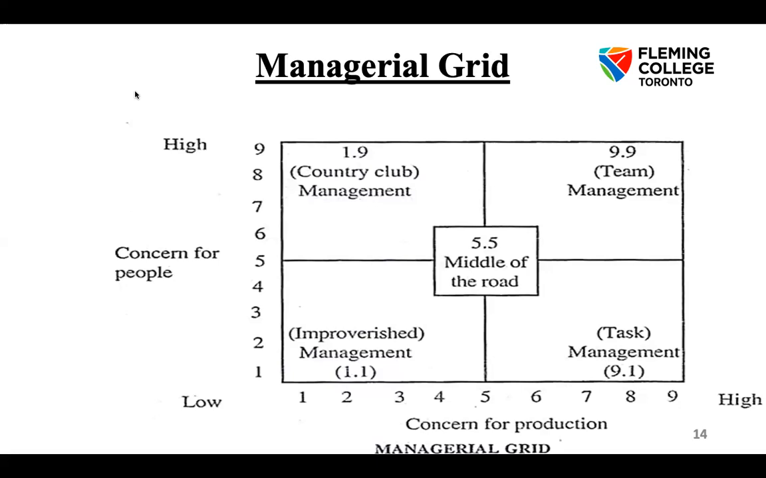And if you have high concern for people and high concern for production, it is team management, 9.9. So you're thinking for people and you're thinking for production as well, the company as well. And 5.5 is middle of the road. You have some concern for people and some concern for production.